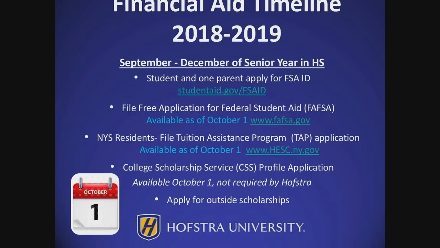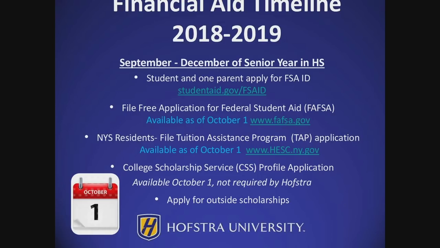Financial aid timeline for 2018-2019. So September through December of a senior year in high school, one student and one parent would apply for the FSA ID. This can be done at studentaid.gov/FSA ID. The FSA ID is needed in order to apply for the FAFSA. Then you can file the Free Application for Federal Student Aid, also known as the FAFSA. This can be done at www.fafsa.gov, and this will be available as of October 1st.